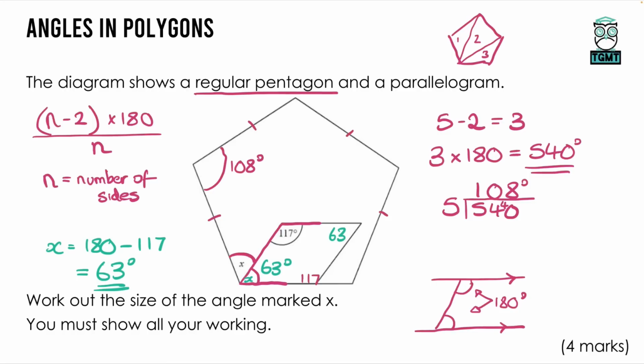To find this missing angle that the question's looking for, let's get rid of all these lines. To find this missing angle, we know the total is 108, and we know up to the edge of the parallelogram is 63. So to work out this final piece, we can do the total angle, 108, take away the 63, and that leaves us with 45 degrees. So there we go, our final answer for this one is 45 degrees, and we have shown all of our working.